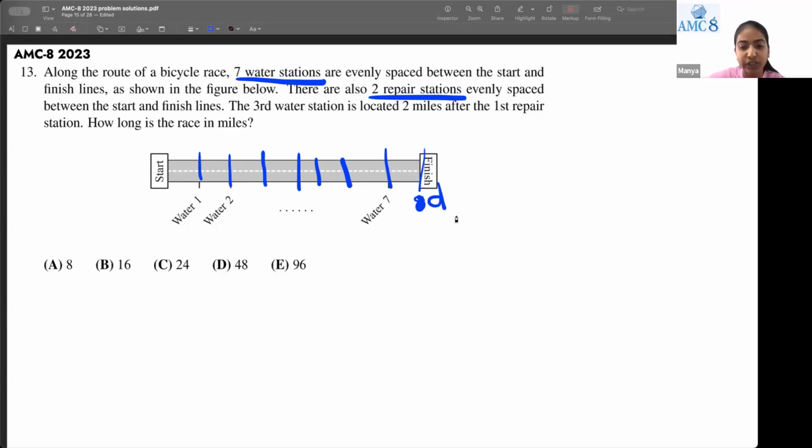D represents the distance, over the total distance, which is 8. So 8 by 8 is just going to be equal to 1. So distance is equal to D. For the first one, it'll be equal to D by 8, right? Distance over 8. The second one will be equal to 2D by 8. The third one will be equal to 3D by 8. The fourth one, 4D by 8, and so on. And the seventh one should be equal to 7D by 8.